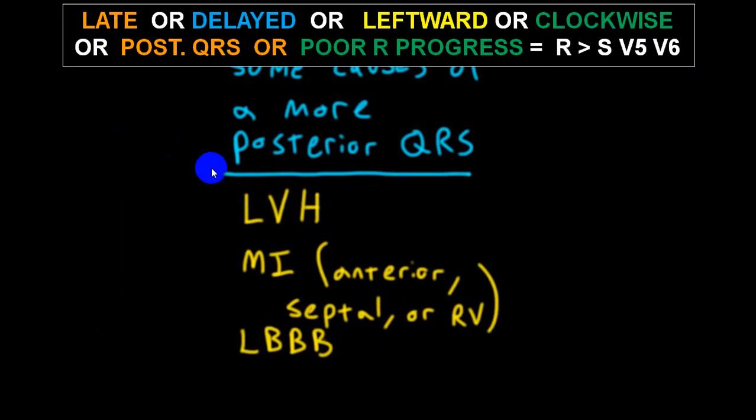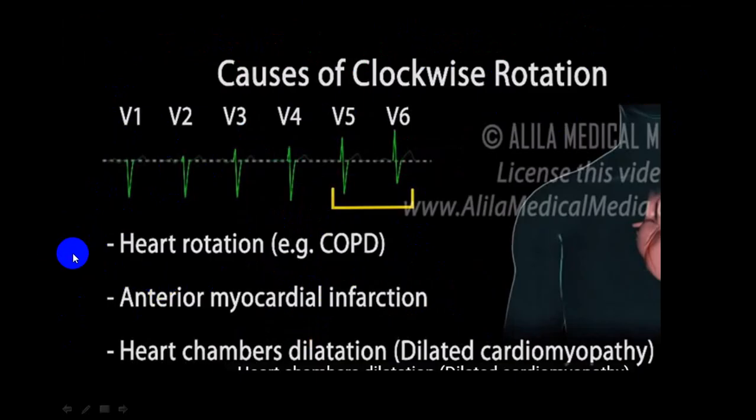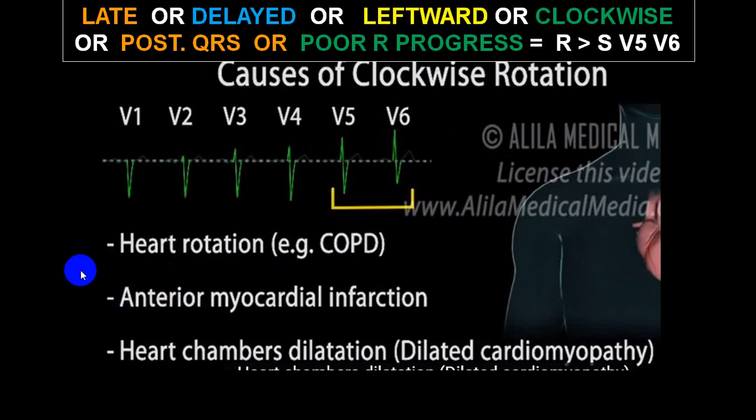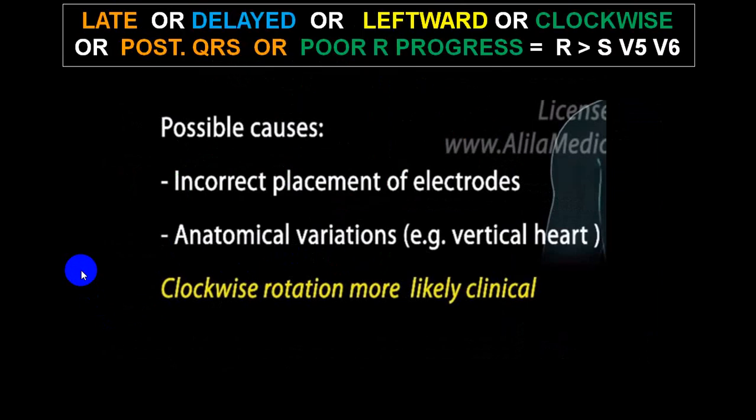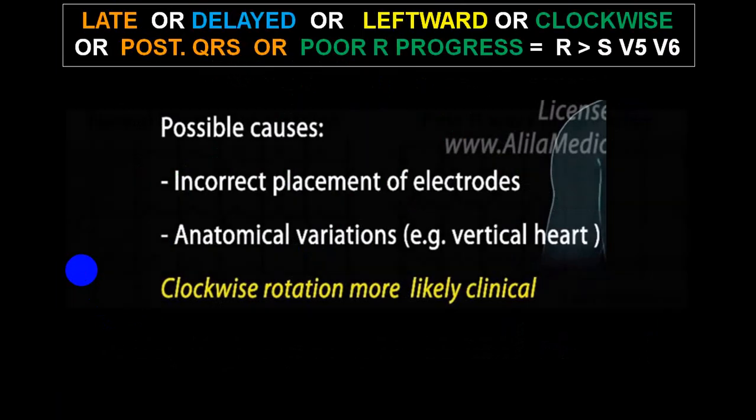So these are the words which are being utilized, where R wave is taller than S wave in V5 and V6, and R wave is not present in V1, V2. That you will see in this particular group we call as an anteroseptal MI or RVMI. So also you will get that in case of a heart rotation, particularly in COPD, anterior myocardial infarction, dilated cardiomyopathy, etc. So this is, if you understand well, you will be able to identify.